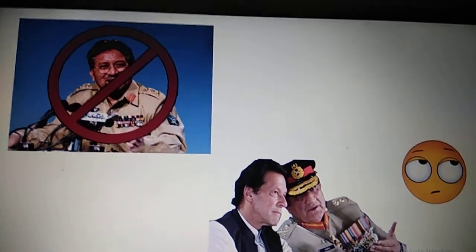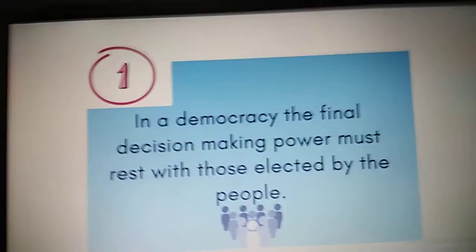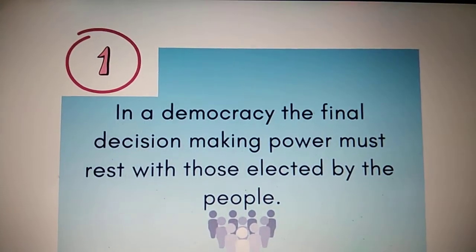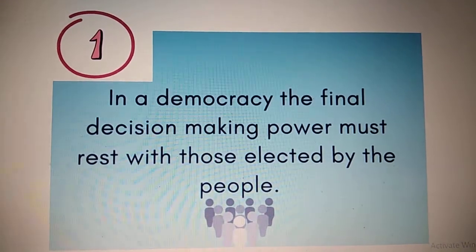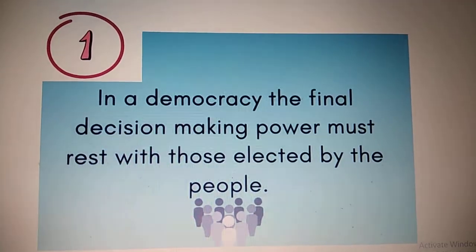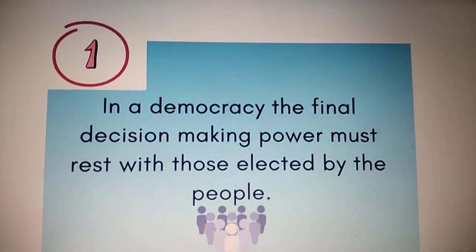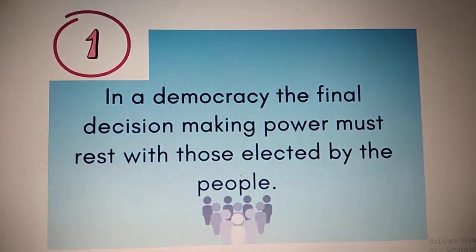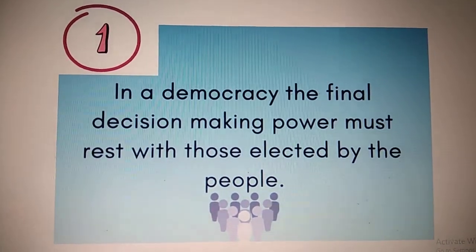So can we call Pakistan a democracy? No. So from here, with this example, we get our first feature of democracy. That is, in a democracy, the final decision-making power must rest with those elected by the people. Okay, so here who's taking the decision? Yes, in Pakistan, the decision was taken by General Musharraf, who forced himself as the ruler of the country. Okay, he was not elected by the people.